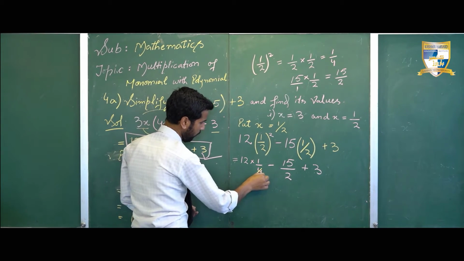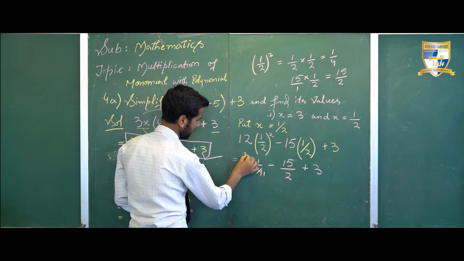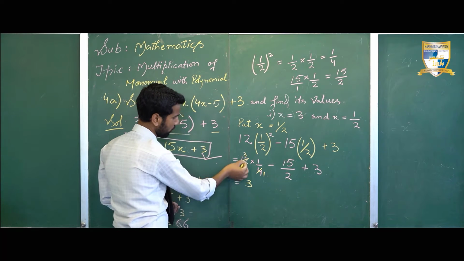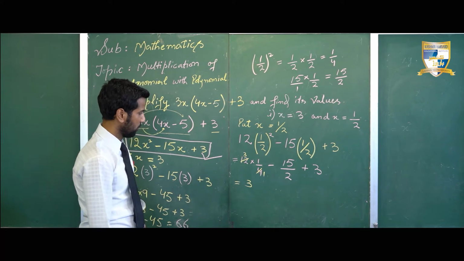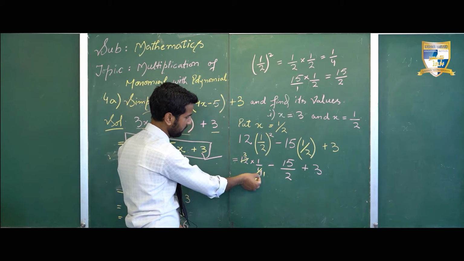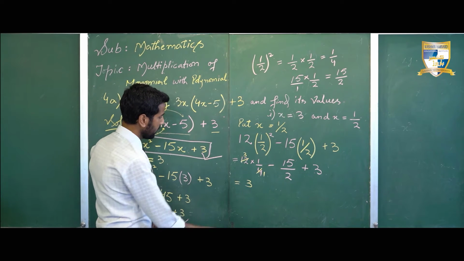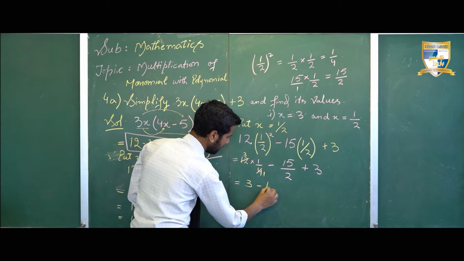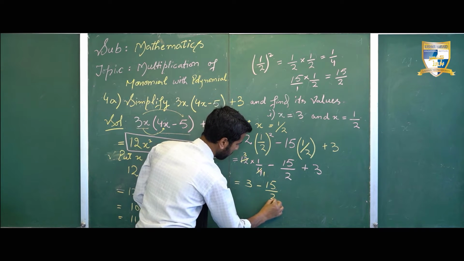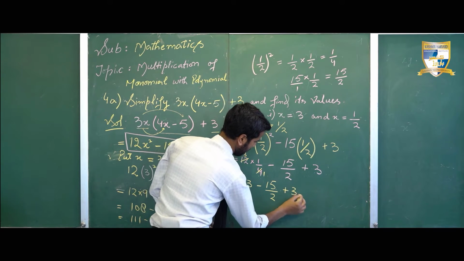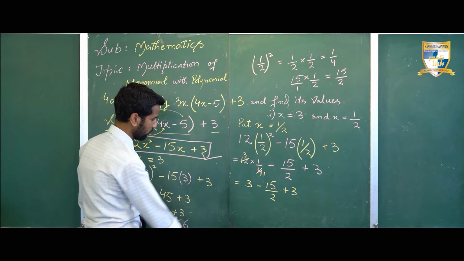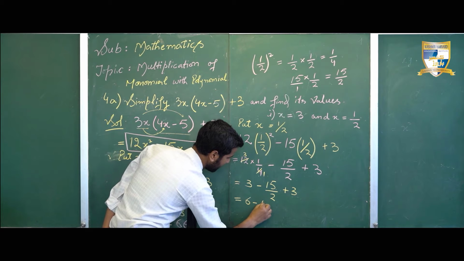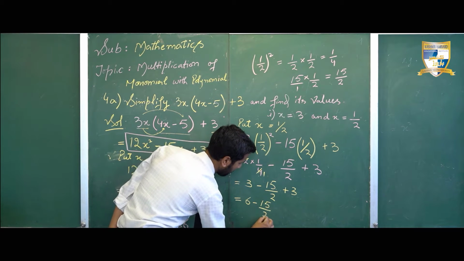So 4 ones are 4, and 4 threes are 12. These two numbers get cancelled out. So here we are getting 3 into 1, that's 3, minus 15 by 2 plus 3. Now 3 plus 3 will be equal to 6, and it will be 6 minus 15 by 2.